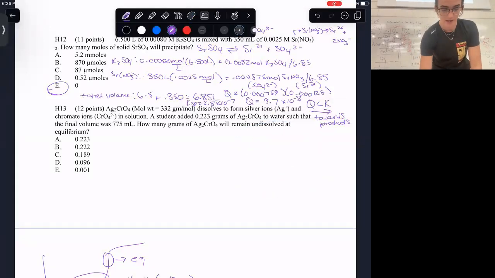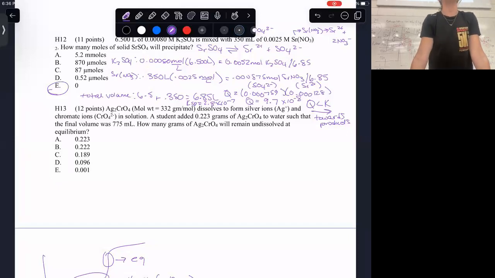Okay. And then last big one. Or anything else on question 12 before I move on? Okay. Almost done, I promise. We have silver chromate dissolves to form silver ions and chromate ions in solution. A student added this many grams of silver chromate to water such that the final volume was 775 milliliters. How many grams of silver chromate will remain dissolved or undissolved at equilibrium?